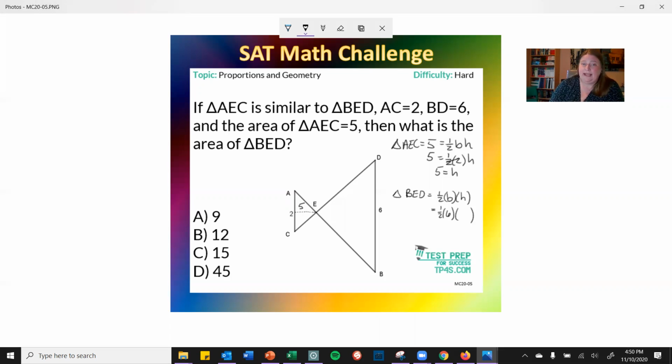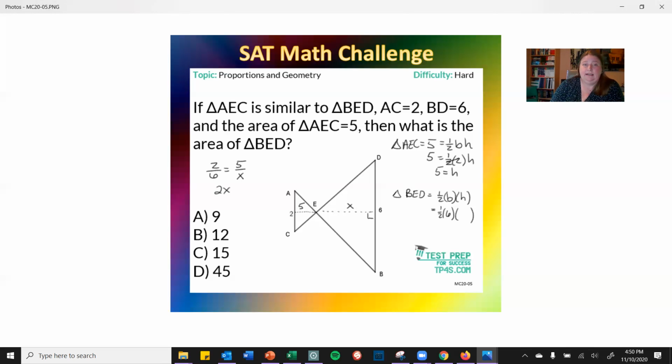In order to figure out the height here, I'm going to use the fact that my triangles are similar, which means their sides are in proportion. So 2 and 6 are the two bases. I'll make a fraction out of those two numbers. And 5 and this unknown value are the two heights. They must be in the same proportion. So I think the quickest way to solve this is to do cross multiplication.